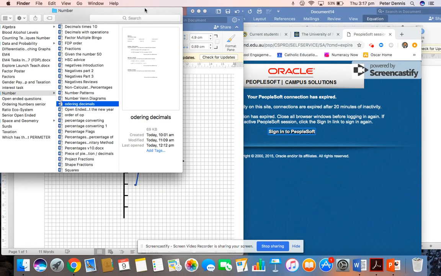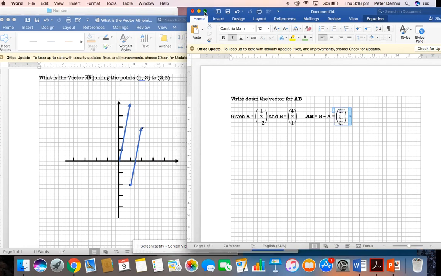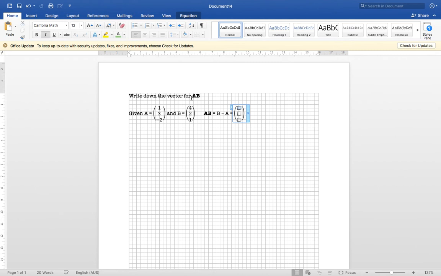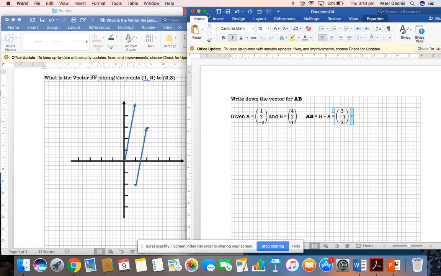But if I can find where I did the 3-dimensional one, here's 3 dimensions. It's exactly the same. Write down the vector for AB, given that A is 1, 3, minus 2, and B is 4, 2, 1. So there are two points in R3. It is B minus A, so 4 minus 1 is 3. 2 minus 3 is minus 1. And 1 minus minus 2 is 3. And that would be the vector AB. It's just always B minus A. Hopefully that clears a little bit up.